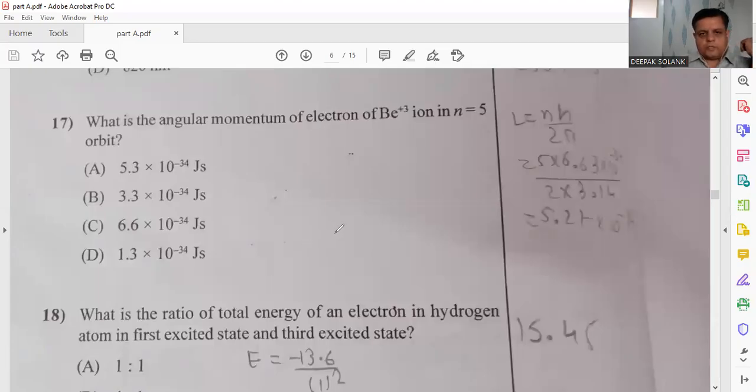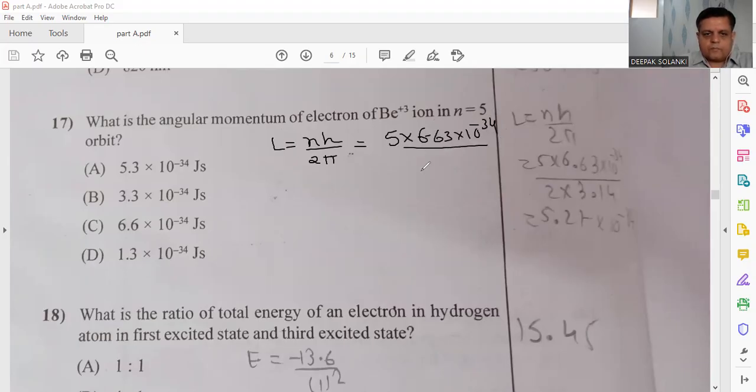What is the angular momentum of electron in the He plus, Li 2 plus ion, n is equal to 5? According to Bohr's atom model, we know that angular momentum for any atom is nh upon 2 pi. Here n is 5, h is 6.63 into 10 to power minus 34, and 2 pi is 2 into 3.14. So it comes around 5.28, so 5.3 into 10 to power minus 34 joule second is the right answer.